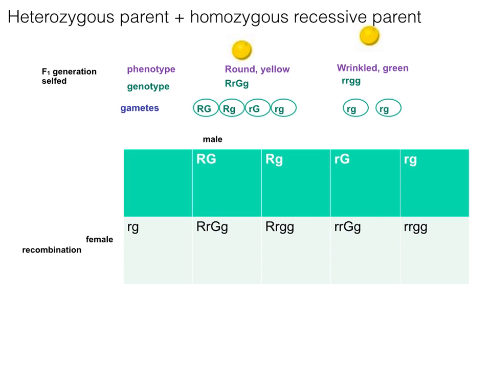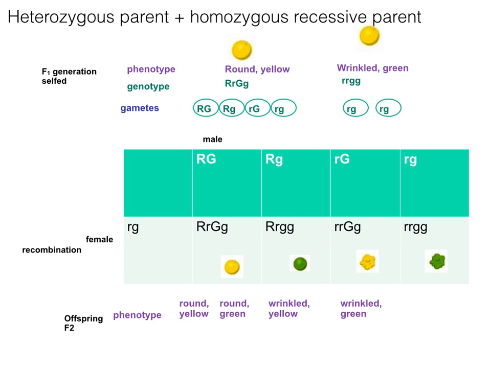So you will notice that you should get a ratio of how many round yellow, 1, how many round green, 1, how many wrinkled yellow, 1, and how many wrinkled green, 1. So your offspring will have a phenotype of round yellow, round green, wrinkled yellow, wrinkled green. And the ratio should be 1 is to 1 is to 1 is to 1. So you should keep these ratios in mind. The other one was 9, 3, 3, 1, and this is 1, 1, 1, 1.